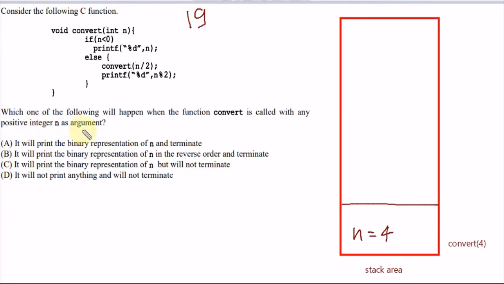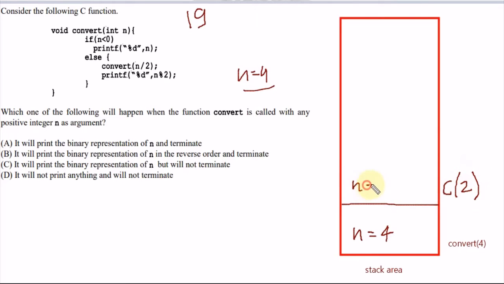Okay, so we have taken n as 4. We can take it because this is a positive number, and test what is happening in this convert. So this is our stack area, and we have called our convert 4. So n value will be 4 in here. Now this condition is false, and this else condition will be executed. First we need to again call the convert function with n by 2, that is 2. So convert 2 is called again.